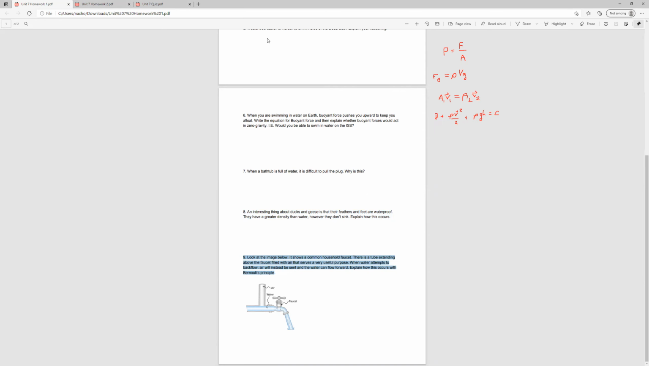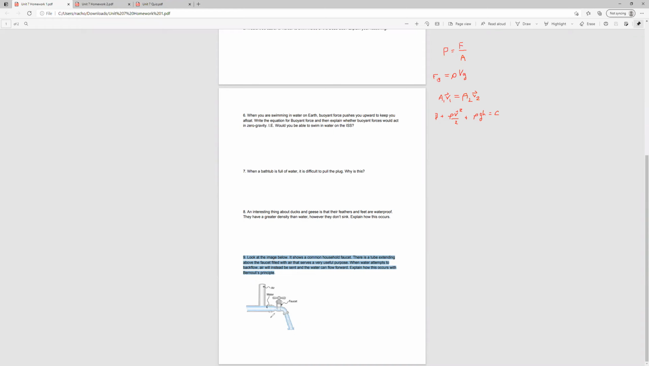Now, this occurs because when the water is flowing, it has a low pressure, right? The pressure is low. And the air doesn't exert as much pressure as water would because of the density of the fluid. Air is less dense than water. So they're both low pressure, so they don't really go anywhere.